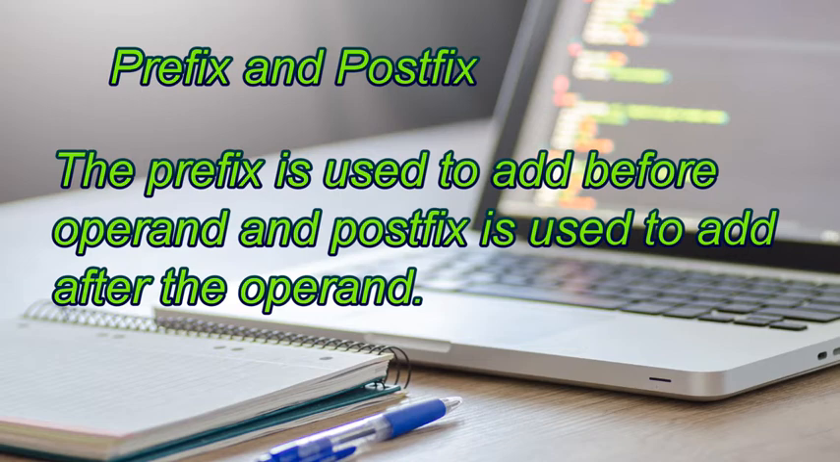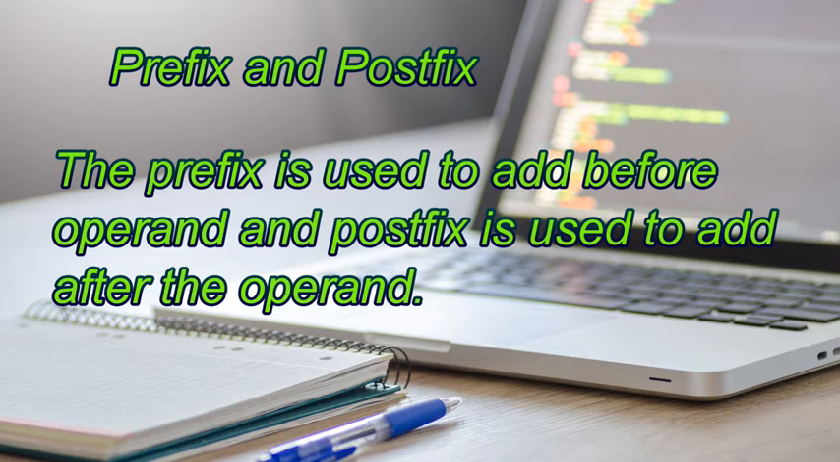Increment and decrement operators are also classified into two categories, that is the prefix and the postfix. These two classifications basically mean placing the operator before the variable or after the variable. With the prefix form, the operator appears before the operand, and with the postfix form, it appears after the operand. So this is the basic difference between prefix and postfix.